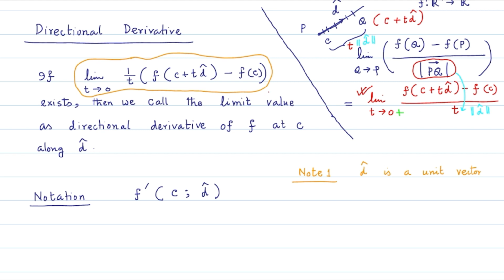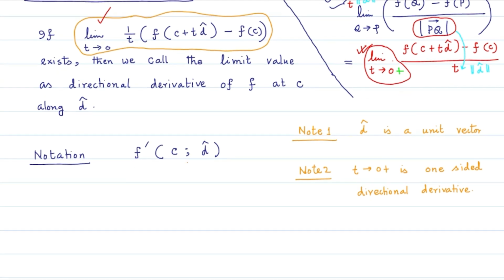However, in this entire course, as and when we refer to the directional derivative, we will mean this limit definition, and this limit definition will be referred to as the one-sided or right-sided directional derivative of the function f at the point c along the direction d hat. Having defined this notion of directional derivative, let us try to figure out a geometrical interpretation of it.